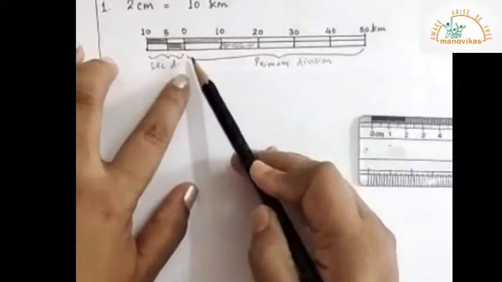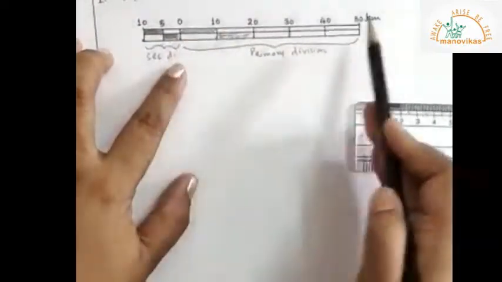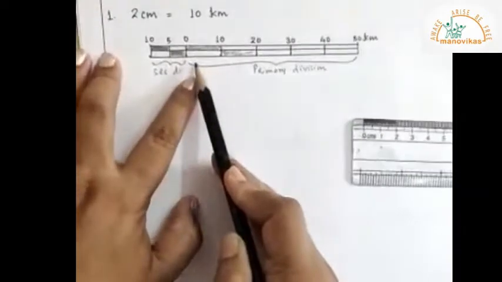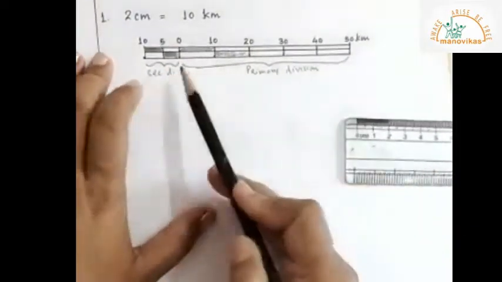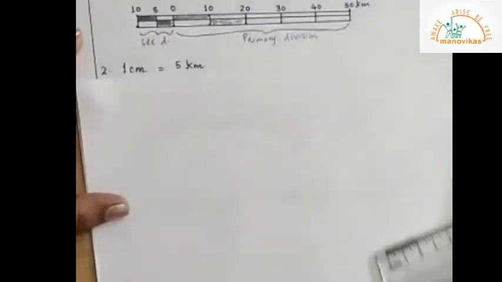That is mainly to show two divisions. We have the primary division, which is on the right hand side of the 0, and the secondary division on the left hand side of the 0. So this is for the major distances to be measured and this is for the minor distances to be measured. So let's check the next example.